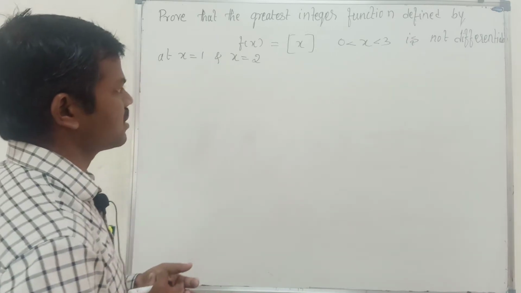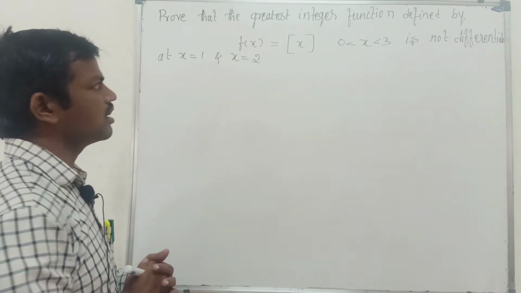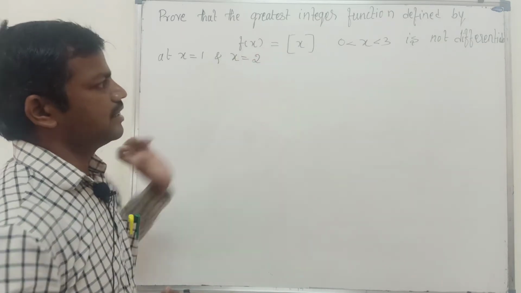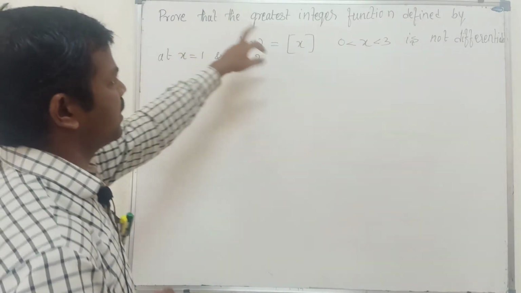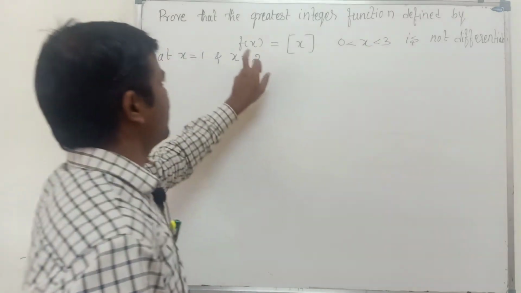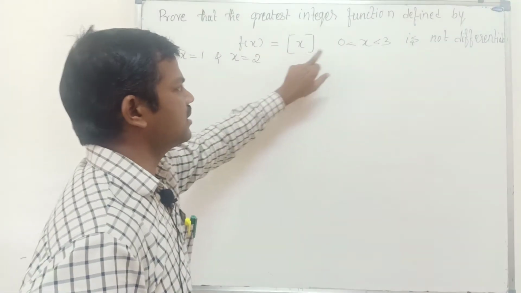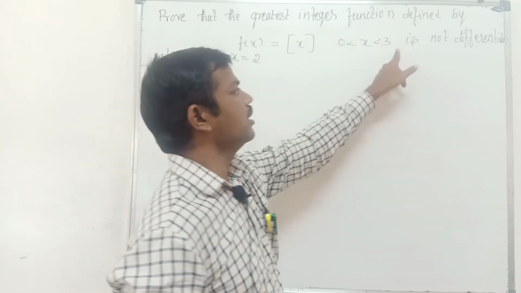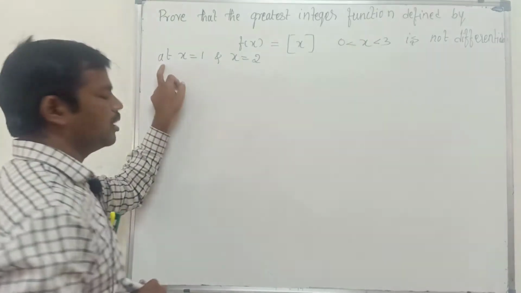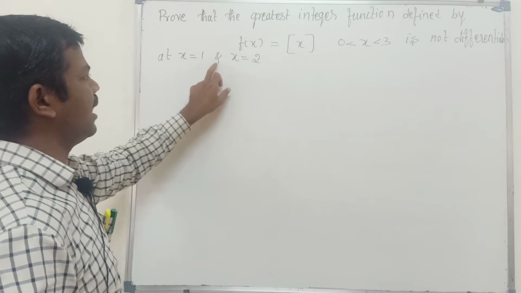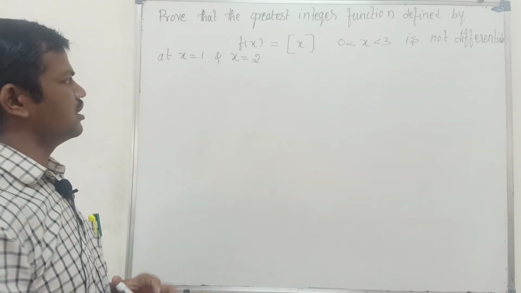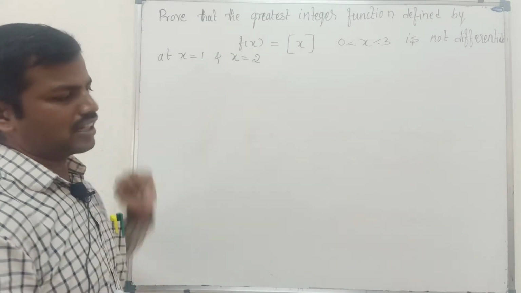That is the last problem which we are going to discuss here. That is about the greatest integer function. Prove that the greatest integer function f of x, defined between 0 and 3, is not differentiable at x equal to 1 and x equal to 2. So we have to discuss this function at x equal to 1 and x equal to 2.